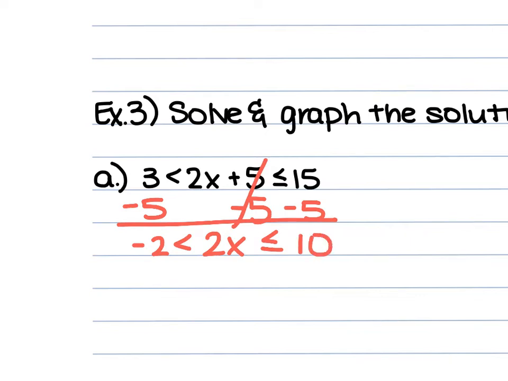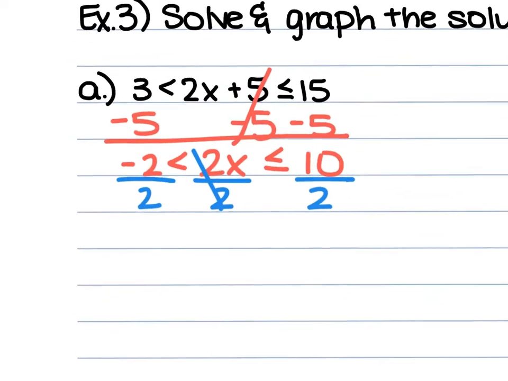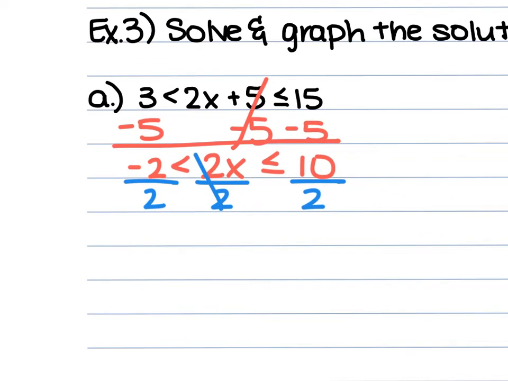From here, we got to get x by itself in the middle, so we're going to divide everything by that 2. So the middle, the left, and the right. So the -2 divided by 2 is -1, which is less than x, which is less than or equal to 5. You want to remember when you're doing this, if you're dividing everything by a negative, those inequality signs are going to switch.